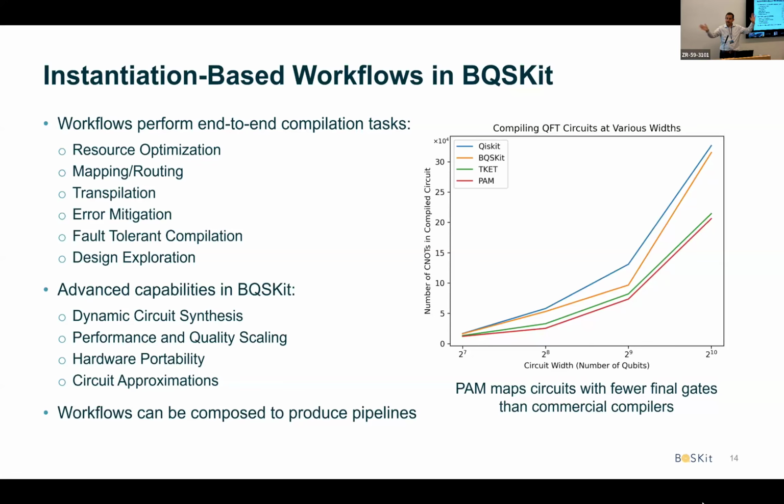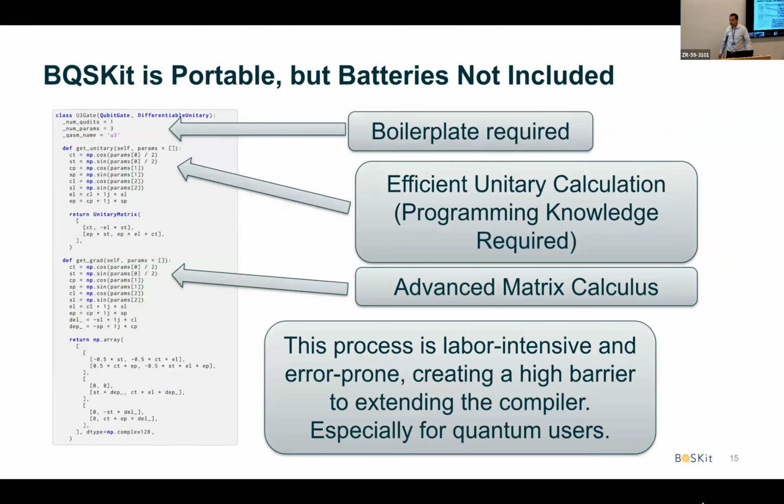Okay. That was the good. Now a little bit about the bad. I don't normally get to do this, but the reason I'm doing it here is because the solution will come. So Biscuit is portable, but batteries are not included. It's not necessarily important to read the code, but it's important to see the length of it. This is the definition of a U3 gate, a general single qubit unitary gate in Biscuit. So you can define a new gate.